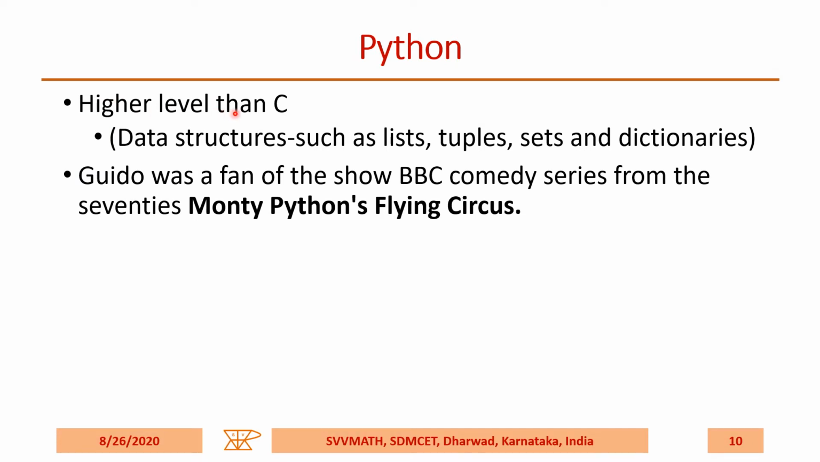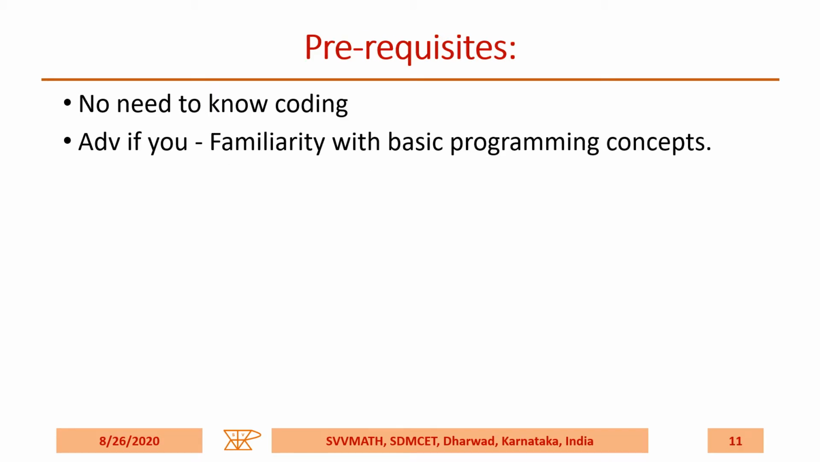Python is a higher level language than C. The reason is it has a variety of data structures such as lists, tuples, sets and dictionaries. The person who developed this was a fan of the BBC comedy series from the 70s, Monty Python's Flying Circus. Because of this, he kept the name of the language as Python. On prerequisites, no need to know coding compulsorily. If you know a little bit of coding, then it will be an advantage.